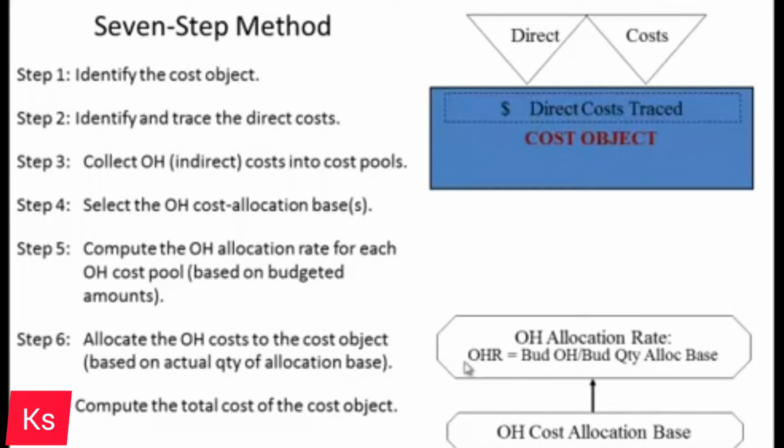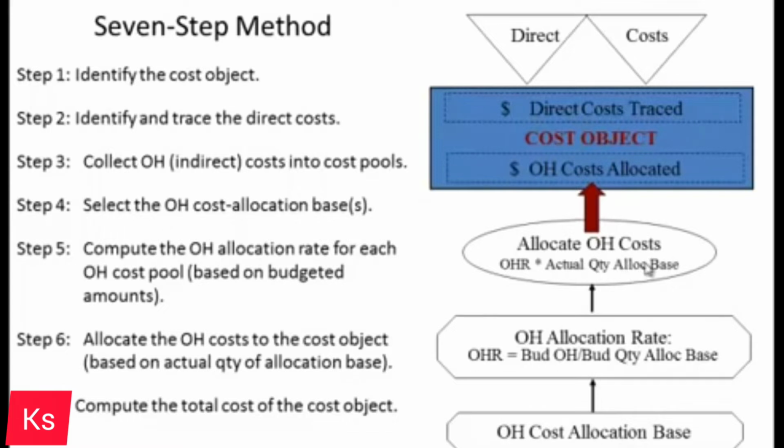So this will give you a rate, something like X amount of overhead dollars per labor hour, and that's the amount of overhead that will be applied to the cost objects based on their consumption of that allocation base, in this case, in my example, labor hours. Throughout the year then, as you finish products, you allocate overhead.